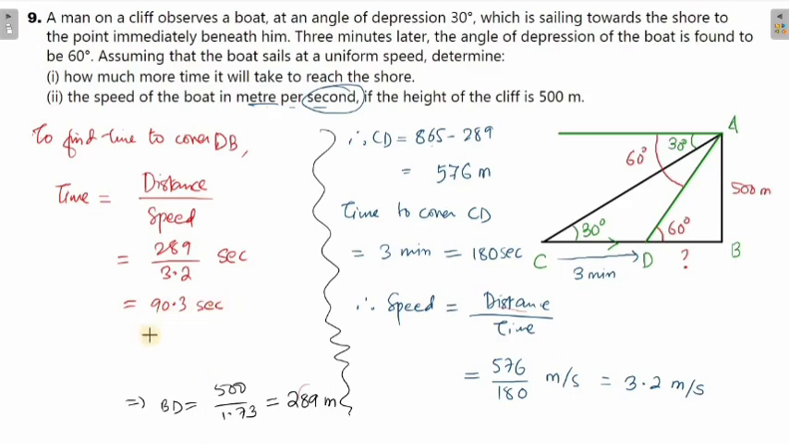Alright, if you want to convert this into minutes, you can write this as approximately 90 seconds, because 90.3 can be taken as 90 seconds. So this is equal to 1.5 minutes. This is the time required to cover DB. So the two answers are, this is answer number 1 and this is your answer number 2. You may pause the video and note down your solution.